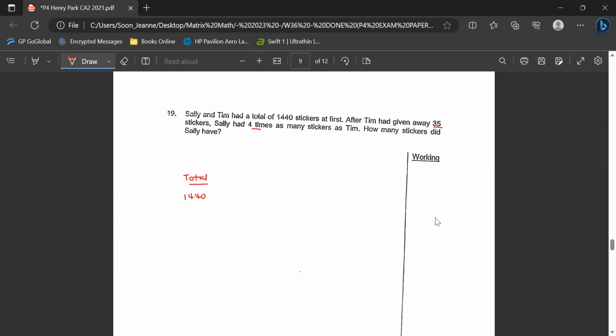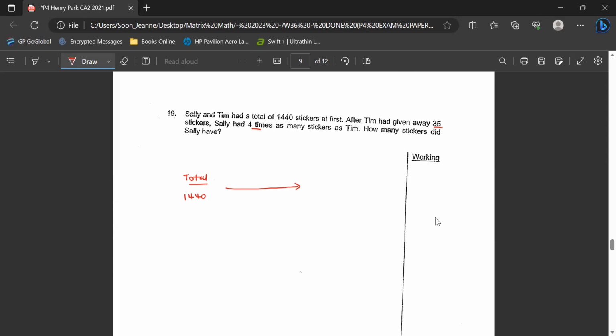They didn't tell exactly how many each of them has, so we're just going to put a total here. You know that this one will consist of a before, change, after question. Something happens, so we will indicate it with an arrow. It says that Tim gave away 35.